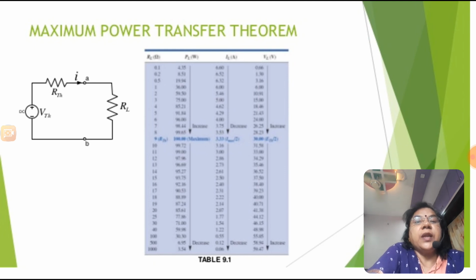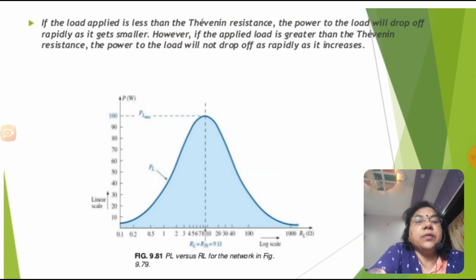I am keeping RTH and VTH the same. I am just changing the load value. Then I observed that the maximum peak appears when the RTH value becomes equal to the RL value, the load value. And that I have noted down, and then I draw the graph. So this type of graph I get.